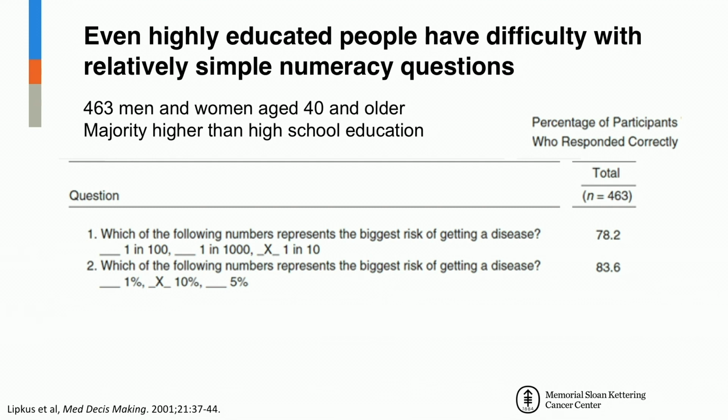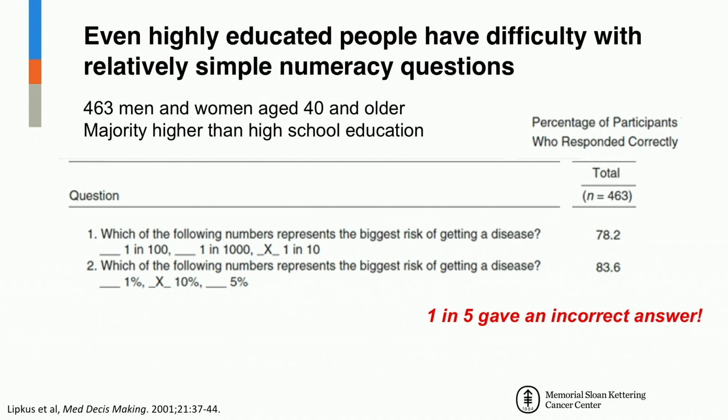This is an example of a study where 400 men and women over the age of 40 with more than high school education were asked which of the following numbers represents the bigger risk. Is it 1 in 100, 1 in 1,000, 1 in 10, 1%, 10%, 5%? 1 in 5 gave an incorrect answer.